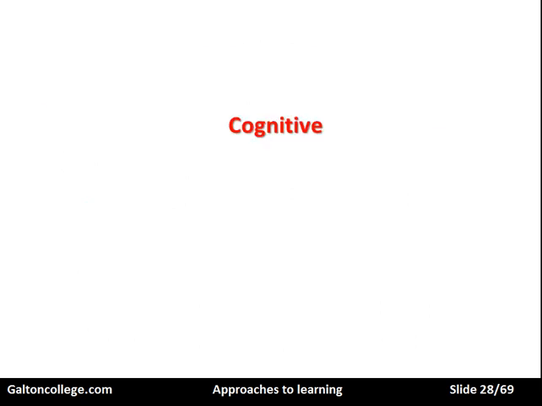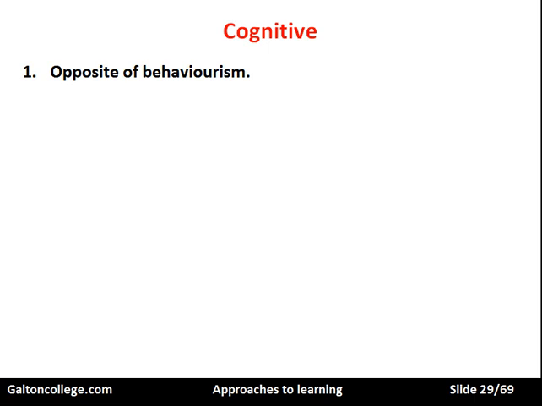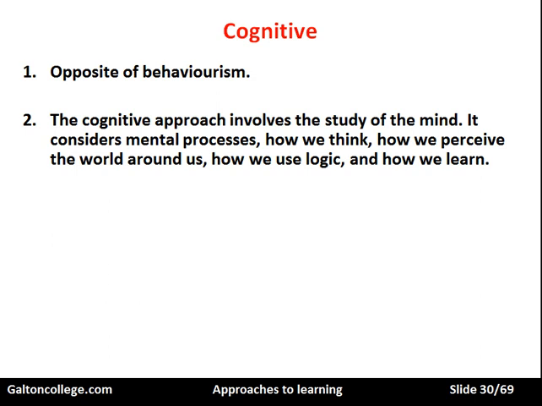Now let's turn to the cognitive approach. Well, this is the opposite of behavioralism. The cognitive approach involves the study of the mind. It considers mental processes, how we think, how we perceive the world around us, how we use logic, and how we learn. So all of these are going on inside of our heads. So they're not observable. They're what's within our heads, and it's how we see the world, how we consider certain situations, how we use logic, and how we think, and how we learn. And as I said, these are not observable.